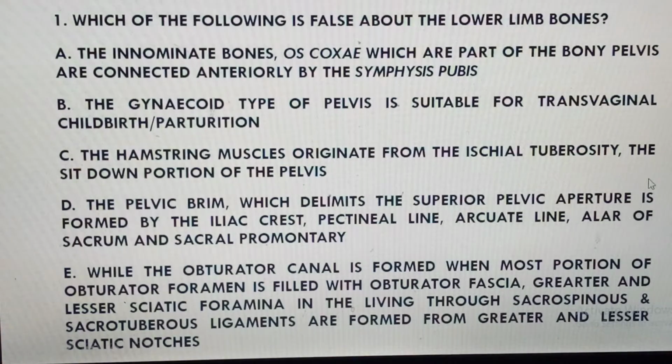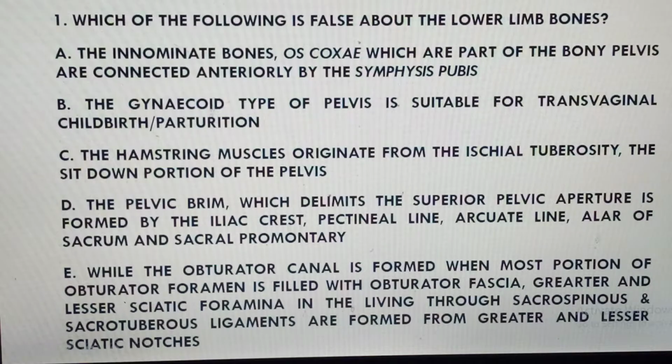Option D says the pelvic brim, which delimits the superior pelvic aperture, is formed by the iliac crest, pectineal line, arcuate line, ala of sacrum, and sacral promontory. This is actually a very true statement. The pelvis has what we call the greater pelvis and the lesser pelvis. Above the pelvic brim is the greater pelvis or the false pelvis, and the pelvic brim serves as the boundary or landmark for the superior pelvic aperture, which is the same as the pelvic inlet.